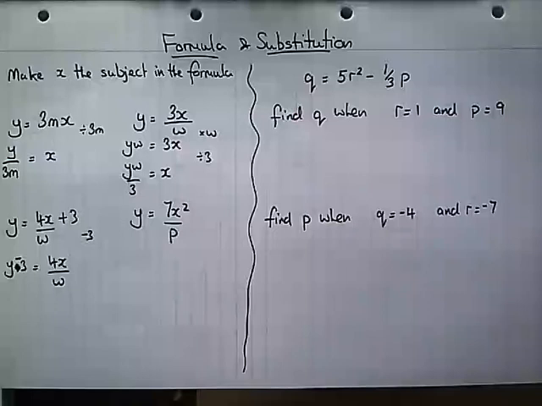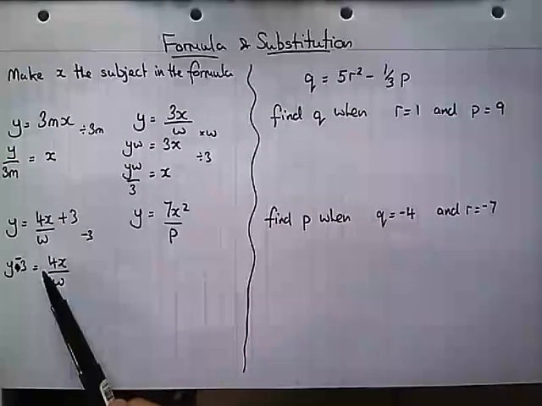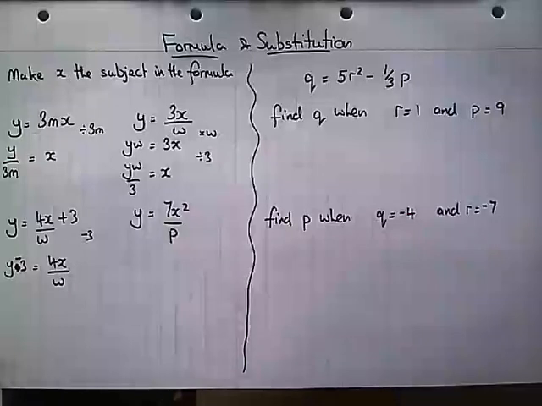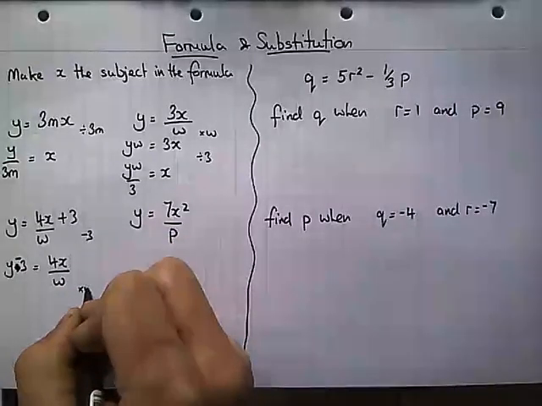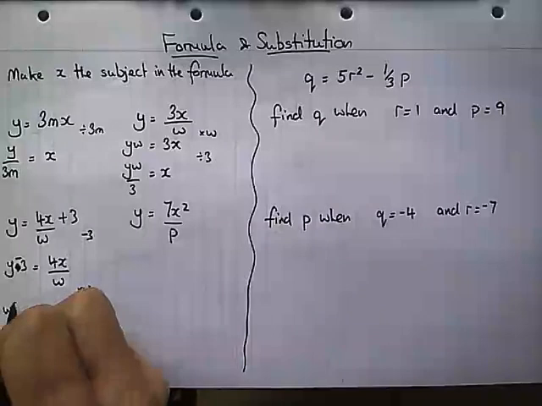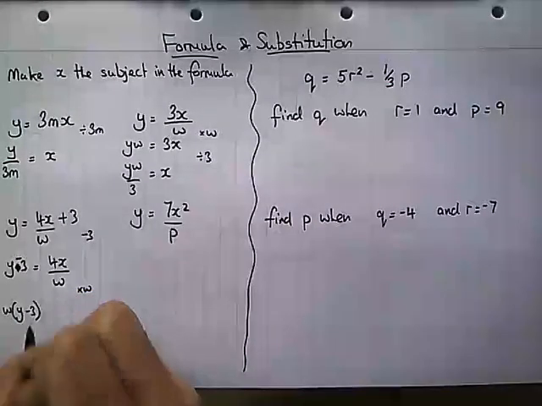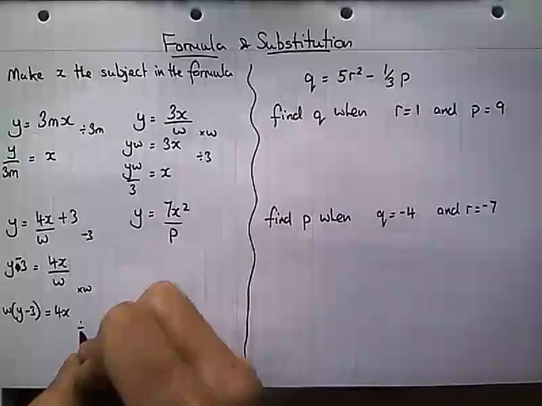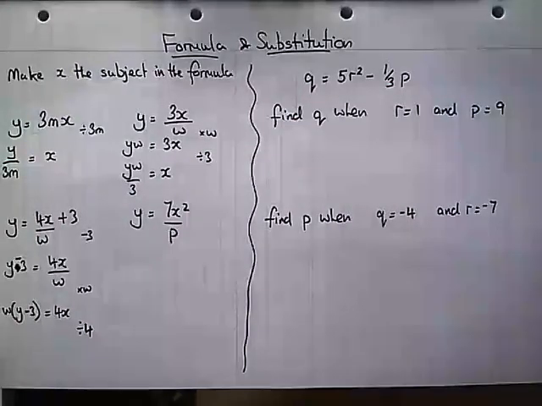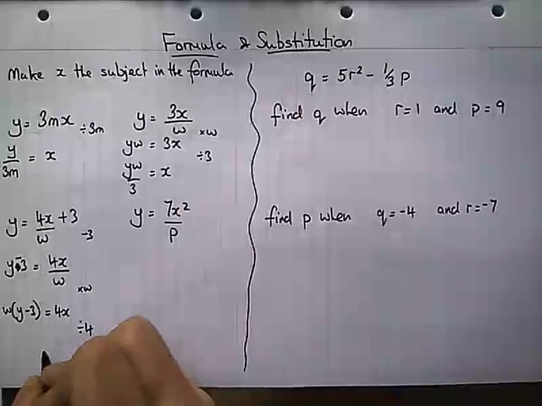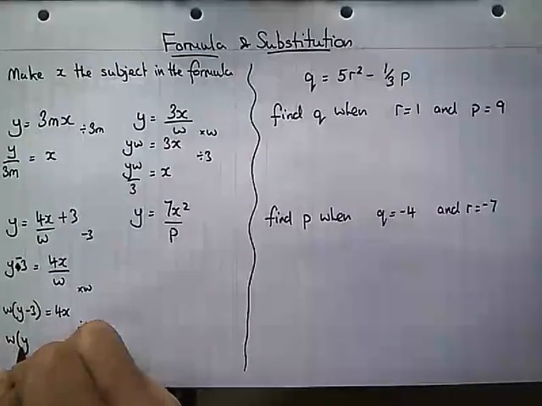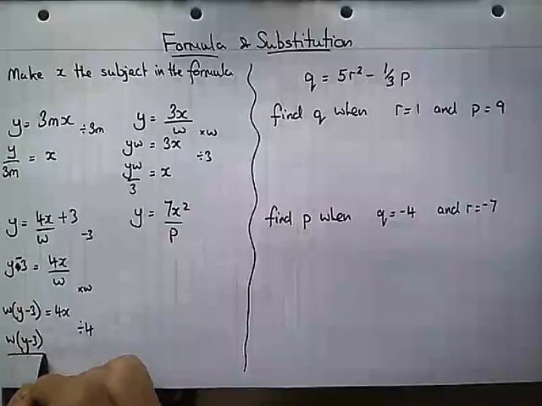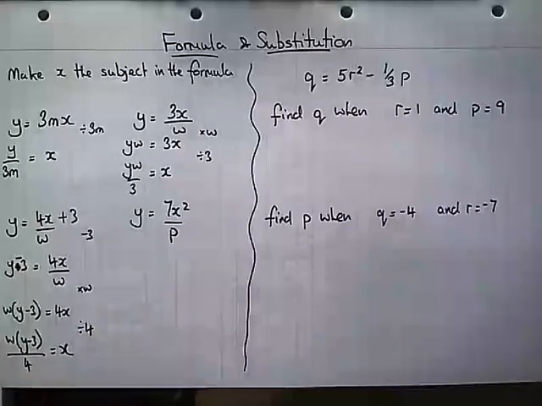Now I undo the next step. On the right hand side I've got 4 times x divided by w, so to undo that I need to times by w. So I get w lots of y minus 3 equals 4x. And then I need to undo the times by 4 by dividing by 4. Okay, so we get w lots of y minus 3 divided by 4 equals x. And there I have made x the subject.